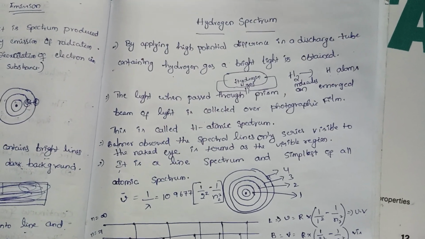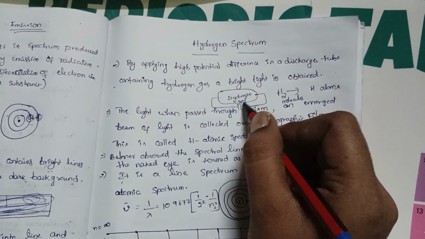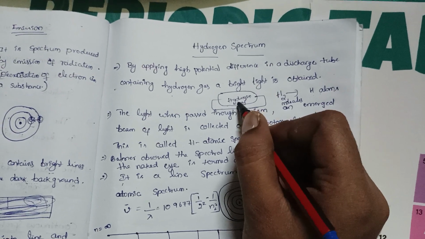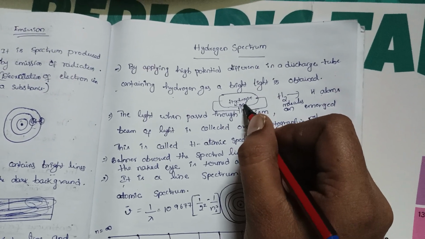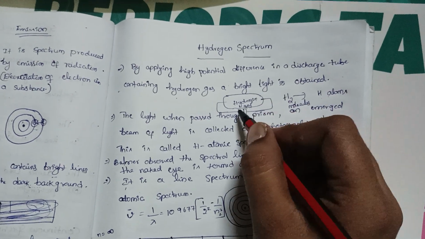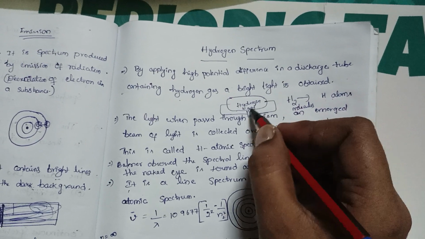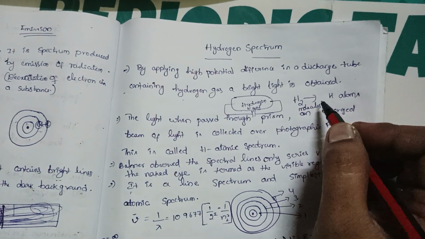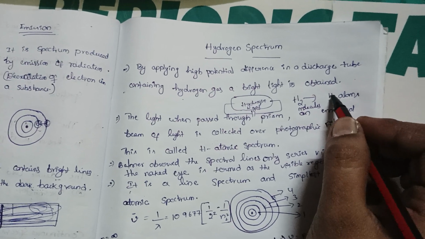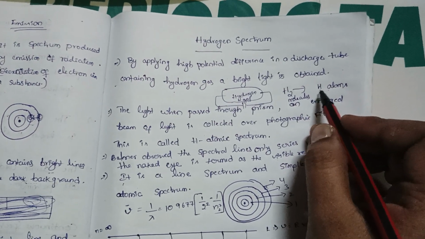Today we are going to discuss the hydrogen spectrum. It is a discharge tube. It consists of hydrogen gas. Hydrogen gas consists of hydrogen molecules. By applying a high potential difference in the discharge tube, H2 molecules will convert into H atoms. Hydrogen has one electron because its atomic number is 1.